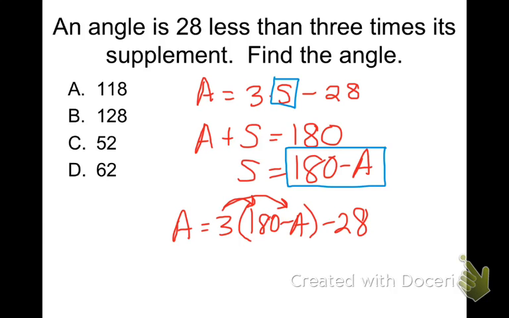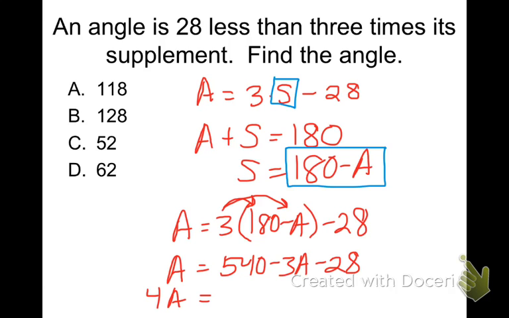Distribute the 3, and A is equal to 540 minus 3A minus 28. Add the 3A to the other side. 4A is equal to 540 minus 28, which is 512, so the angle is 128.